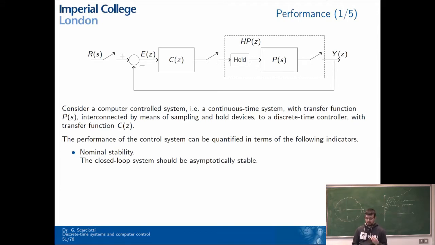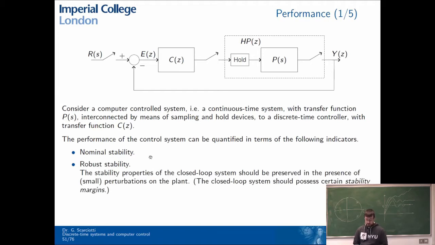stability nominal stability, okay? The reason why we call it nominal stability is to distinguish it from a different type of stability, that is robust stability. So robust stability is the first type of performance after stability, nominal stability. So in robust stability, basically the stability properties of the closed-loop system should be preserved also when there are some perturbations of the plant.